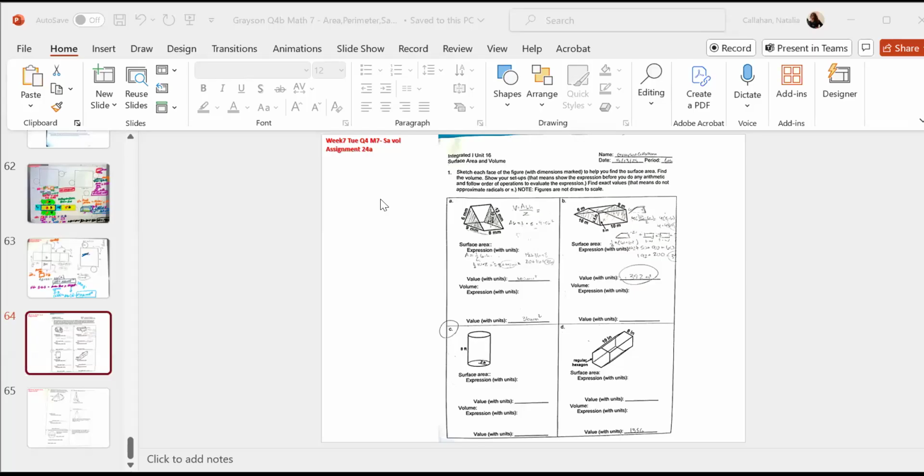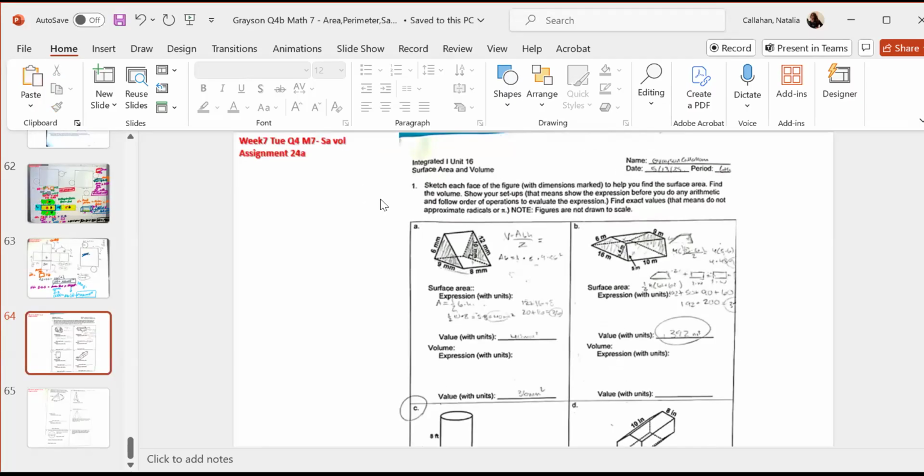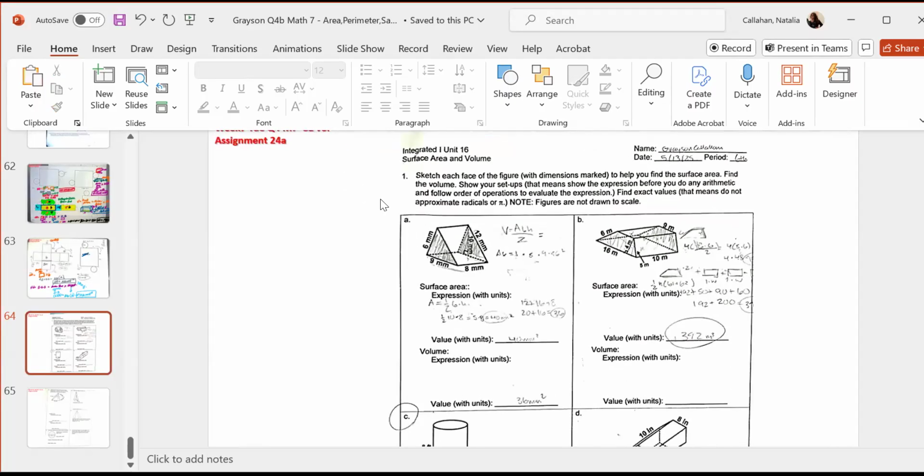Okay, this is week 7, Tuesday, quarter 4. It is an assignment B on surface area and volume. Assignment number 24. It says sketch the face of each figure with dimensions marked to help you find the surface area, find the volume, show your setup. So let's take a look at A.